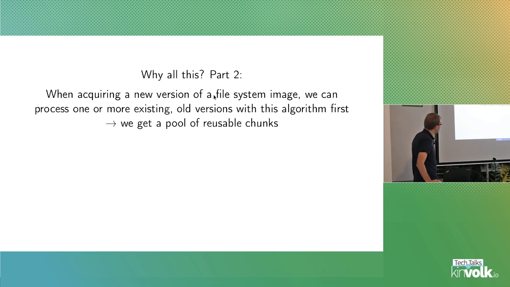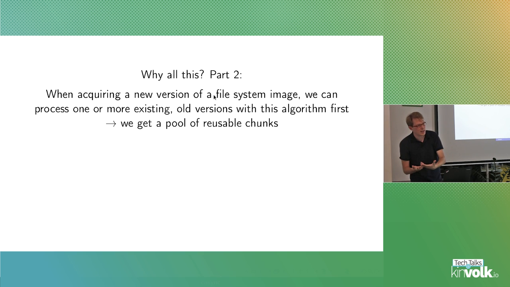So why all this? Part two, which is a really important concept here, is that when acquiring a new version of some directory tree, for example, we can use an old version, if we already have one, as a chunk source, like a seed. The way that it's done is we apply the same algorithm. Let's say you have a container image, and you deploy it on a server, and the next day you deploy the next version. CAsync can index the first one the same way, go through the serialization, generate the chunks, and have the hashes for you.